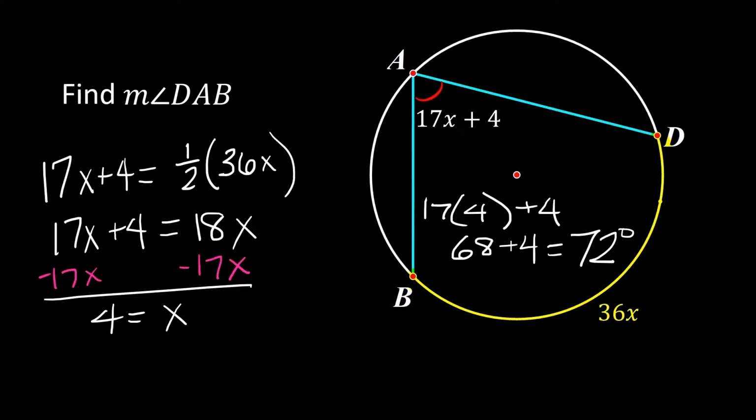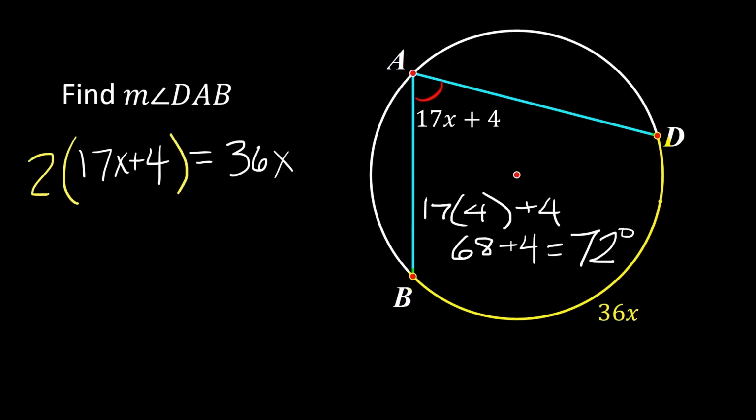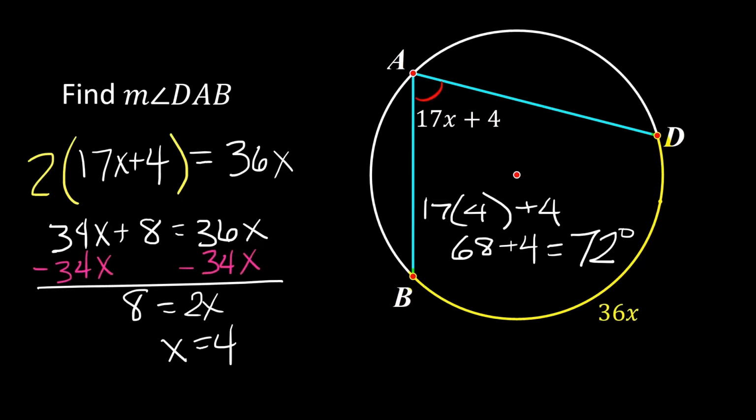Now I'm going to do this problem again. We already know the answer is supposed to be 72 degrees. We know that the relationship is that the 36x is twice as big. So to set these equal to each other, another person might take the 17x plus 4 and multiply it times 2 and then set that to the 36x. So it's your choice. You can either multiply the small one by 2 or split the big one in half. We run through the algebra again. The numbers are just a little bit different, but we're still going to get x equals 4, and you would still plug it in to get the 72.